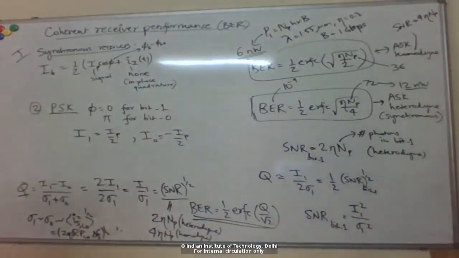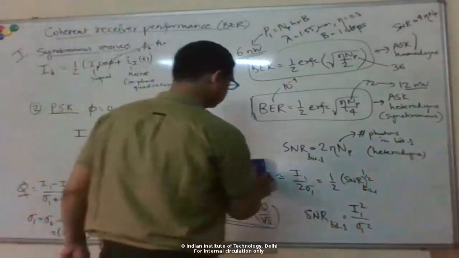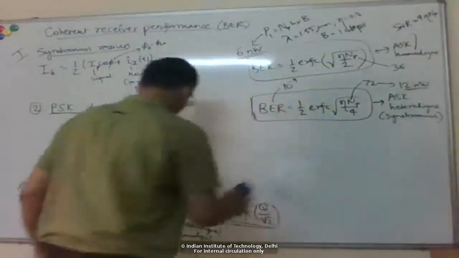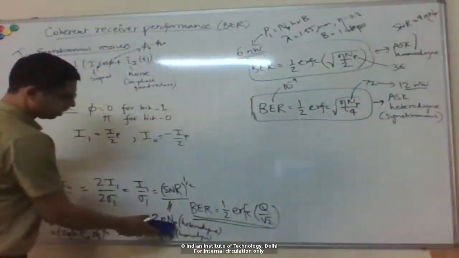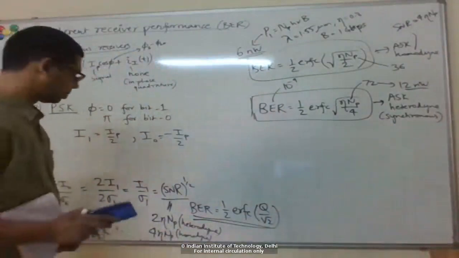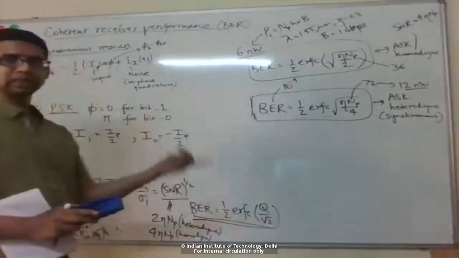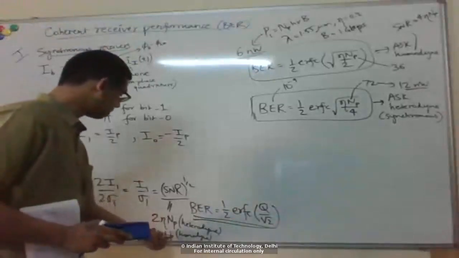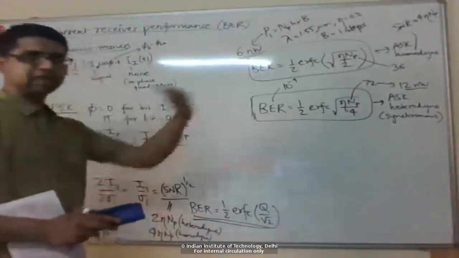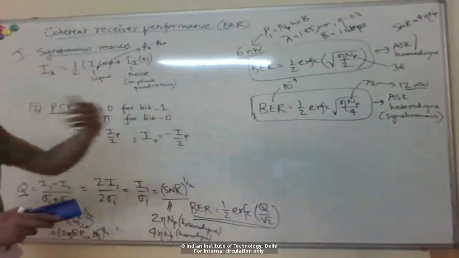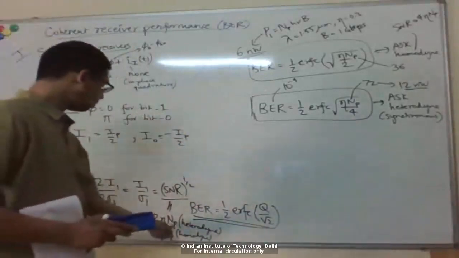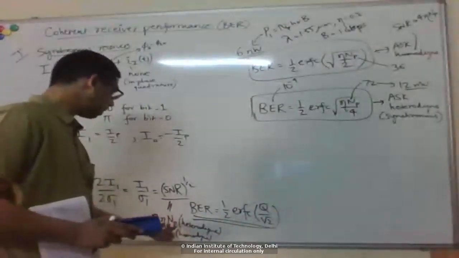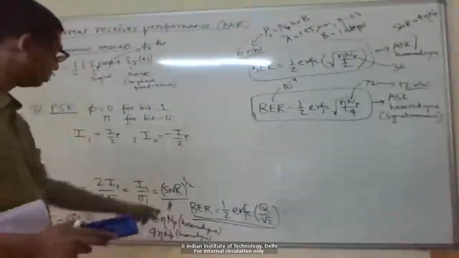Okay, and now again, this NP is the average number of photons. The number of photons in bit 1 and bit 0 are the same, because the power is not changing. We are only changing the phase, so the optical power is constant. So the average number of photons is the same as the number of photons in bit 1 or the number of photons in bit 0.